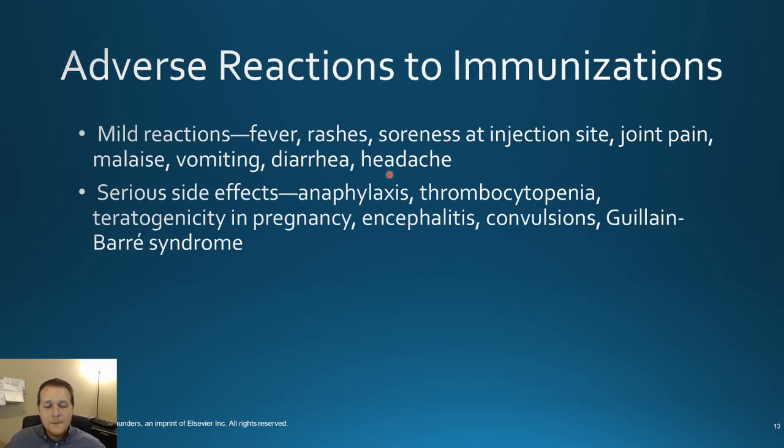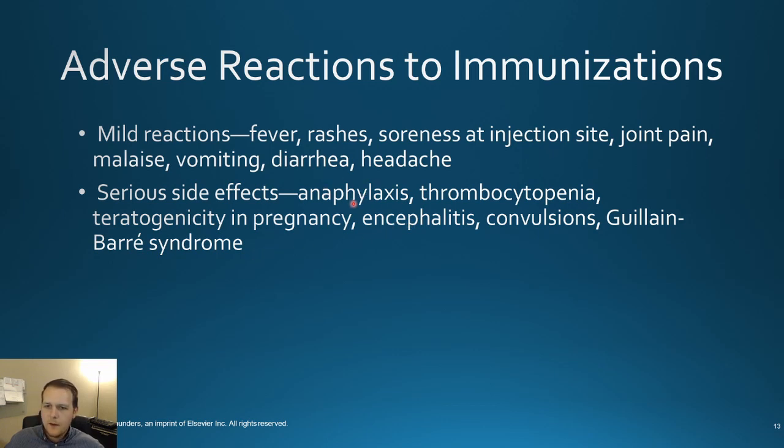Rarely, though, and this is extremely rare, like very, very low incidence of this, you can see some patients develop anaphylaxis. This is why you monitor patients shortly after you give them a vaccine. Thrombocytopenia, teratogenicity in pregnancy, these are all rare things. Probably the most common of the bunch would be anaphylaxis, but even that is exceedingly rare.